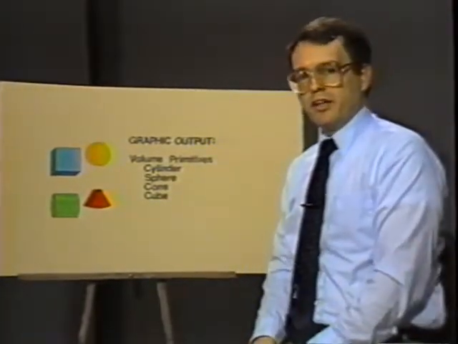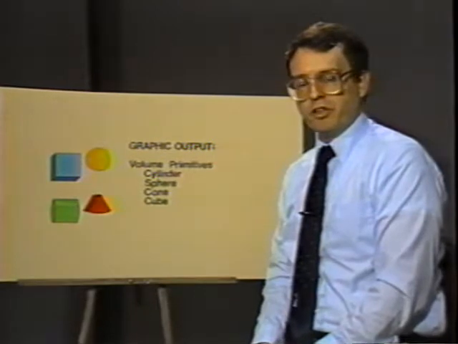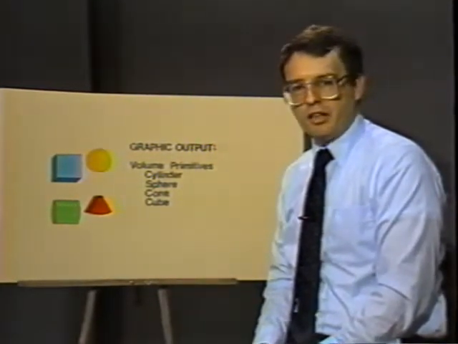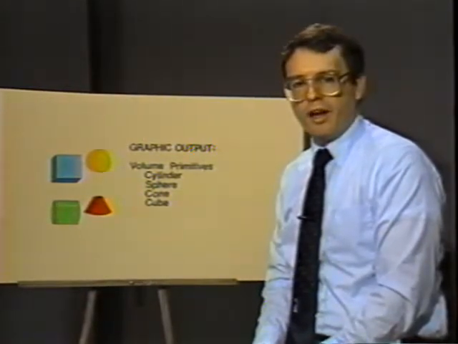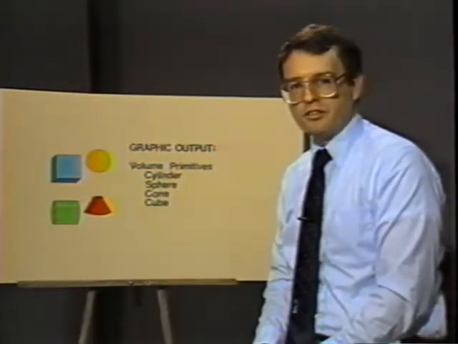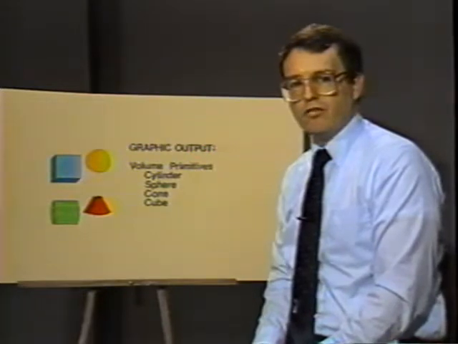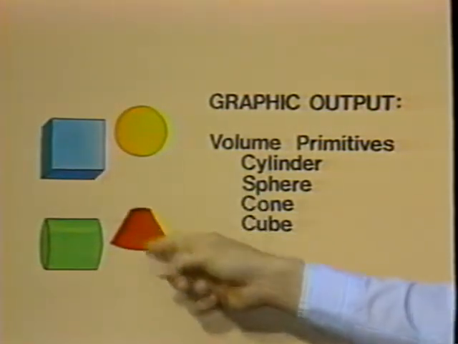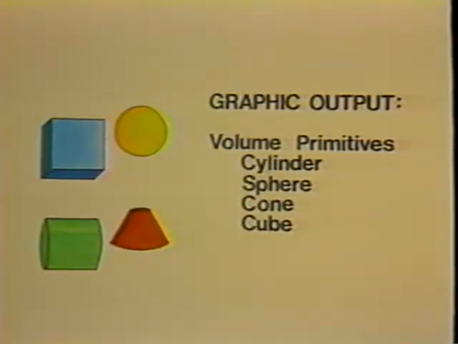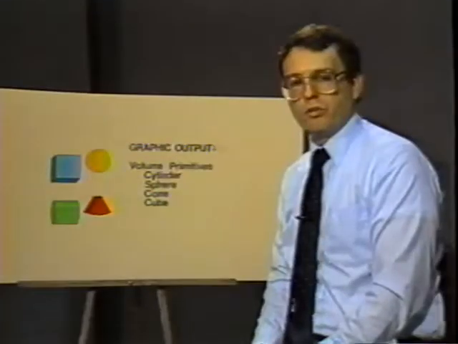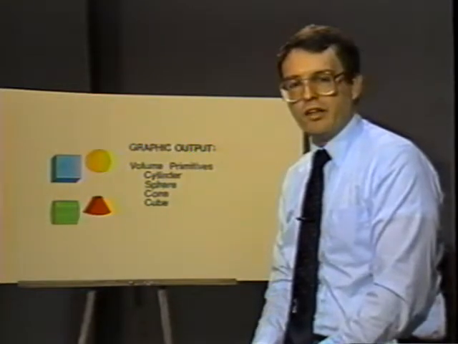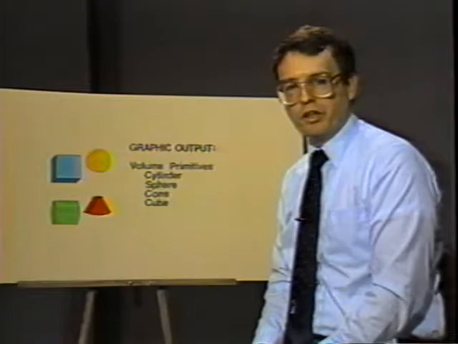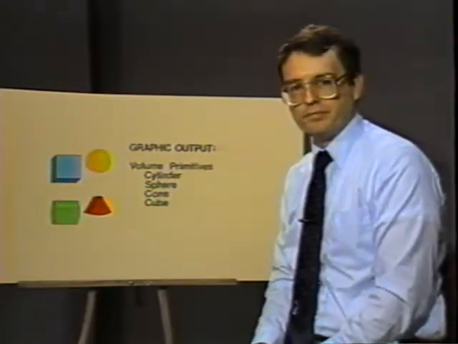What we're looking at here are volume primitives. These are the basic building blocks contained in the software which allow the engineer to begin his design. Typical volume primitives can be cylinders, cubes, cones, and spheres. These are the graphic output which can be displayed on the screen and can be unioned together in various ways to build a much more complex object.